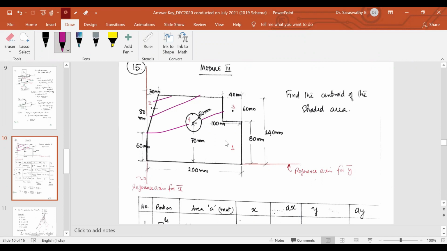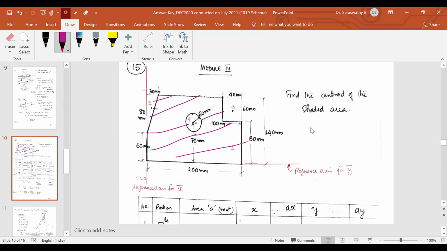Before starting to answer, we have to understand that this shaded area is nothing but, from this large rectangle, 200 by 140, a triangle here, 2, a rectangle here, 3, and a circle here, 4. So 3 figures, 2, 3, 4 are removed from one large rectangle, 1. From figure 1, we are removing 2, 3, and 4.